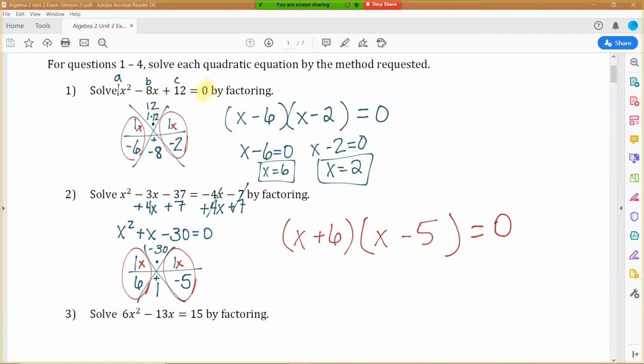Again, using that zero product property, I know that these two factors, my two sets of parentheses, are being multiplied together to equal 0. So I can set both factors equal to 0 to figure out my two solutions. So x equals -6 and x equals 5.